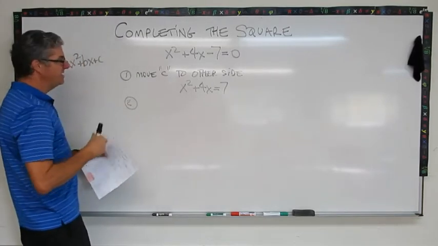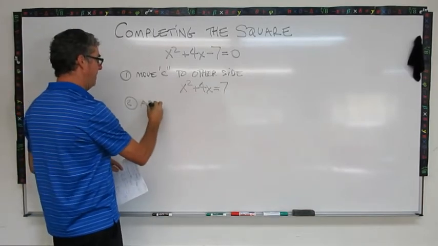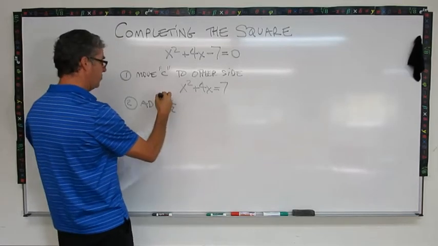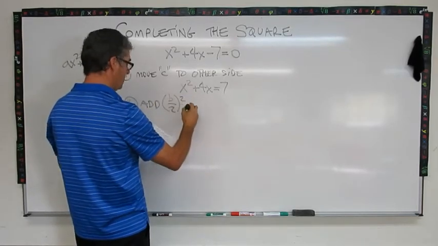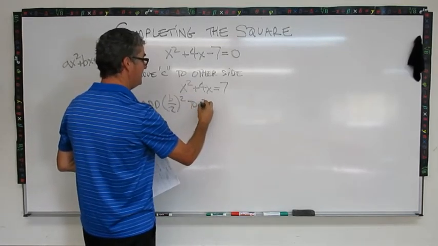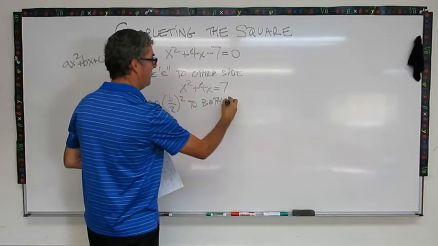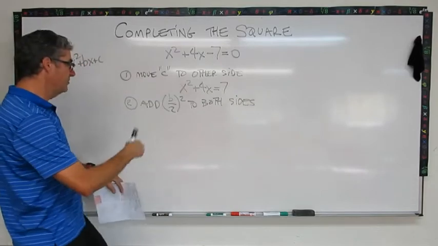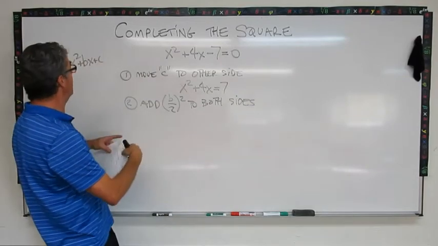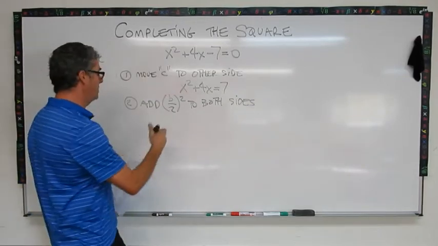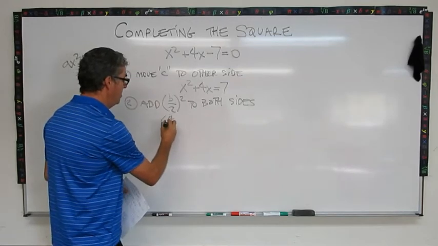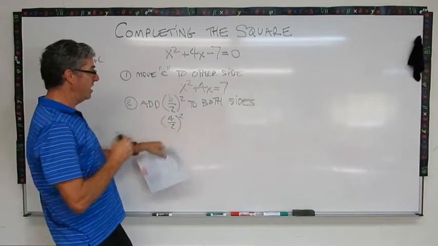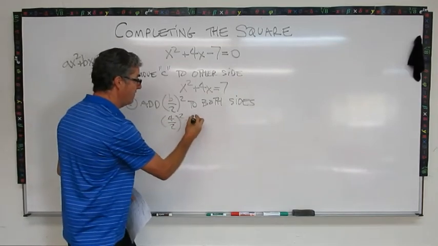The second step is add b over 2 squared to both sides. So what I'm going to do is first figure out what b over 2 squared is. My b is 4, so that's 4 over 2 squared. 4 over 2 is just 2, squared is 4, so I get 4 for that.